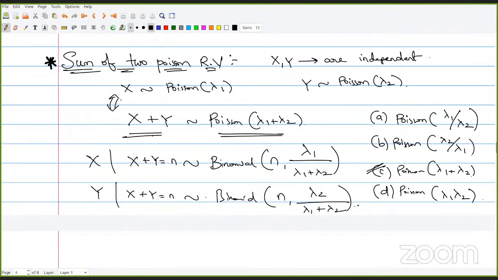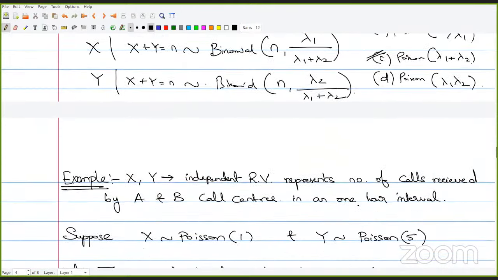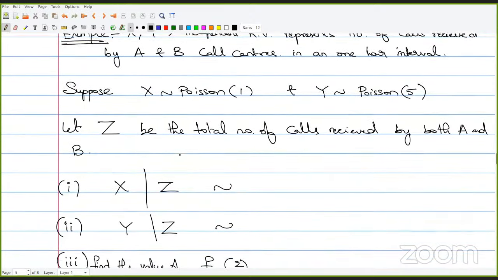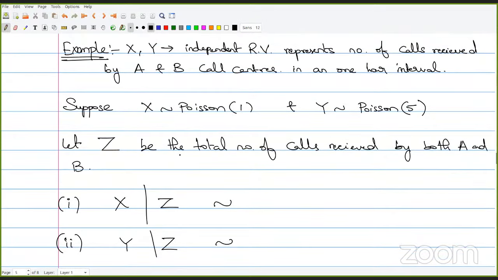Now let us take one small example on whatever we discussed. There are two independent random variables X and Y. They represent the number of calls received by A and B call centers in a 1 hour interval. Suppose X follows Poisson 1 and Y follows Poisson 2. Let Z be the total number of calls received by both A and B, the sum. Now what is X given Z, and Y given Z?